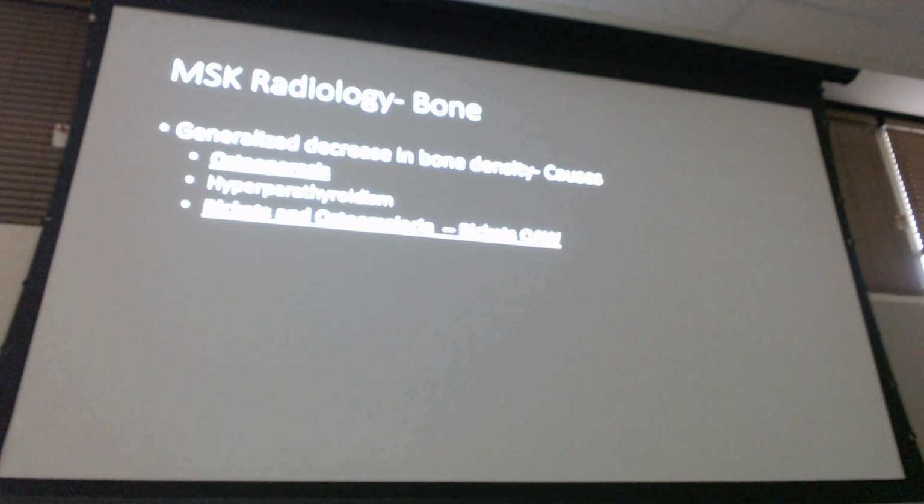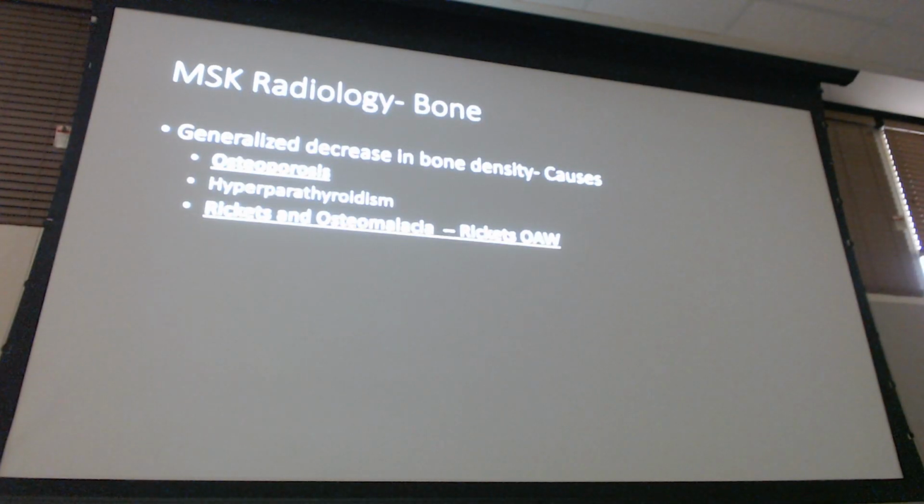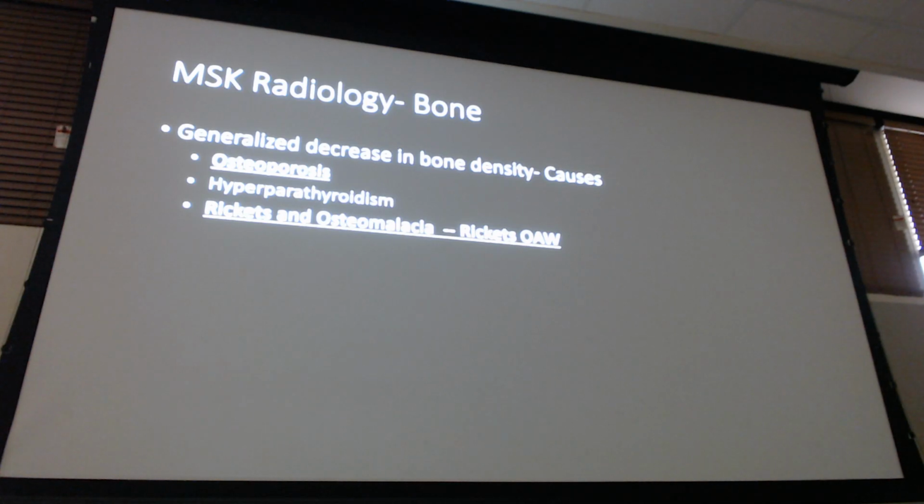Alright, so we just covered all that from last time. So the generalized increase in bone density, the main one I need you guys to know about is osteopetrosis, right? That was the generalized one, okay? And then the localized one, the main one I really need you to focus on is avascular necrosis. That's the one that you can't miss when you're in clinic. Questions on those guys?